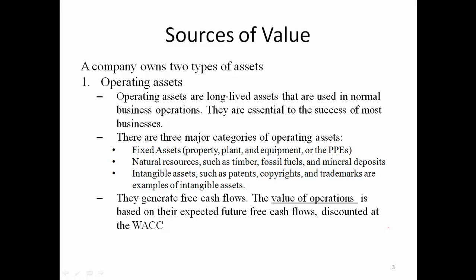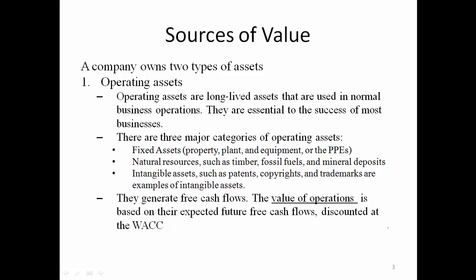There are three major categories of operating assets. We have fixed assets, which include the property, plant, and equipment, or say the PPEs. And then we have natural resources, such as timber, fossil fuels, and mineral deposits. And then we have intangible assets, such as patents, copyrights, and trademarks. These operating assets generate free cash flows. So the value of operations, or say the value of these operating assets, is based on the expected future free cash flows that they generate, discounted at the WACC.